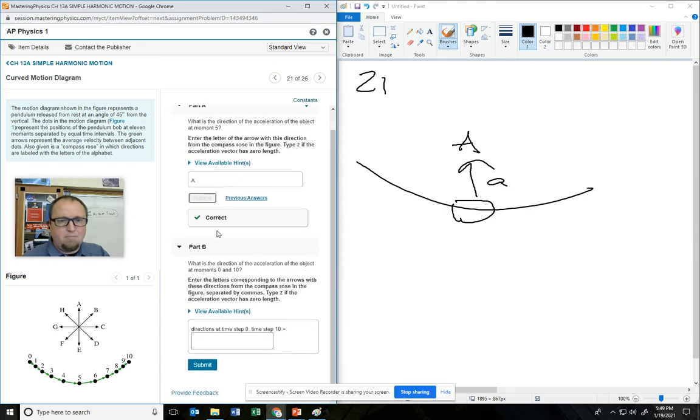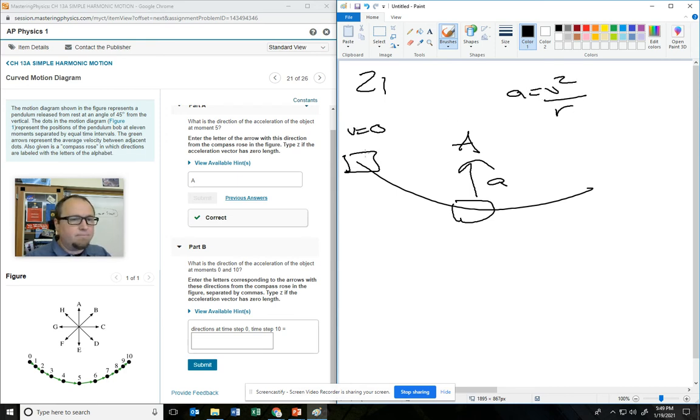All right. Part B. What is the direction of the acceleration of the object at moments 0 and 10? Uh-oh. It's going to get real. At point 0, centripetal acceleration is v squared over r. But right here, you're not moving, so you don't have any centripetal acceleration. But where does it go a moment later? It gets pulled down the ramp. So the acceleration is in direction D, but when you get over here to the other side, the acceleration is going to be in direction F.